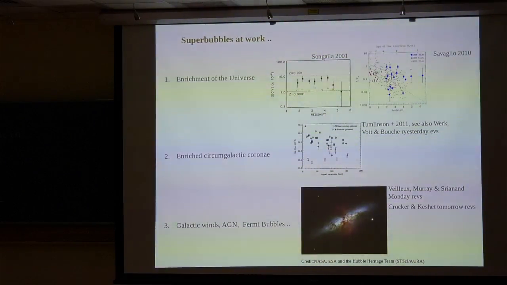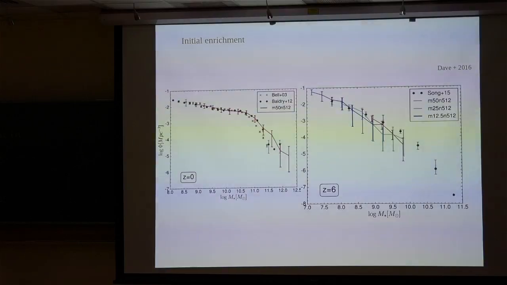So this means that in the early universe, superbubbles, transporting metals from supernova explosions from the sources, are very widely present in the universe. And the main point is that in the early universe, at least at redshift more than 6, 7, most of the sources are dwarf galaxies.